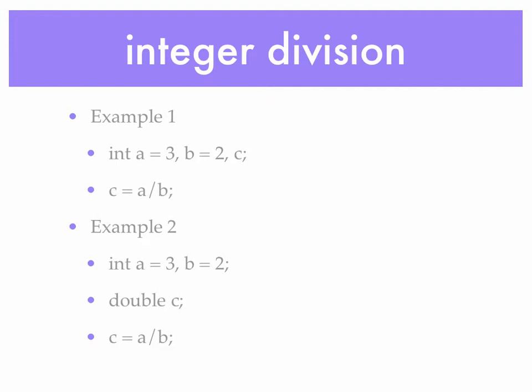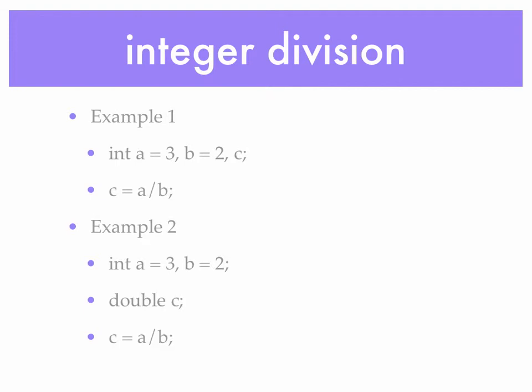And that's because when working with integers, when I divide an integer by an integer, the value that is a decimal value is truncated, not rounded, not returned, but simply truncated off.